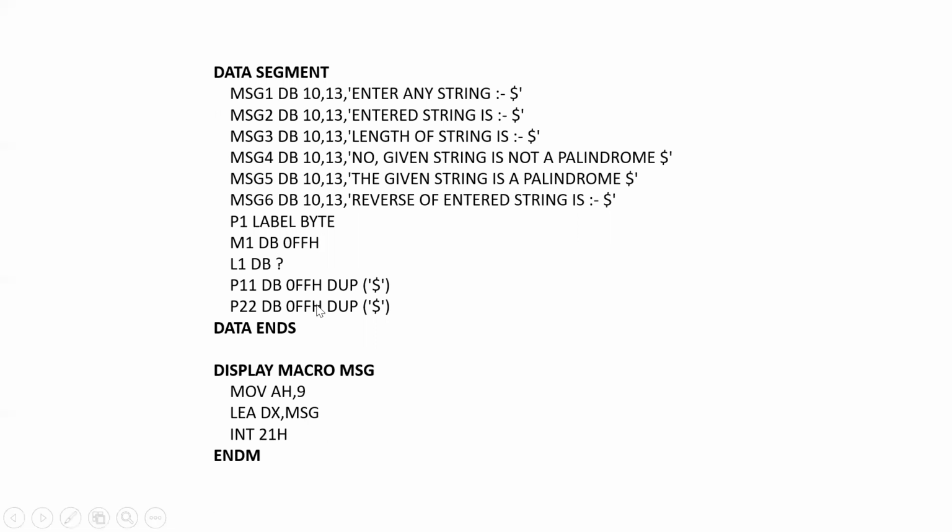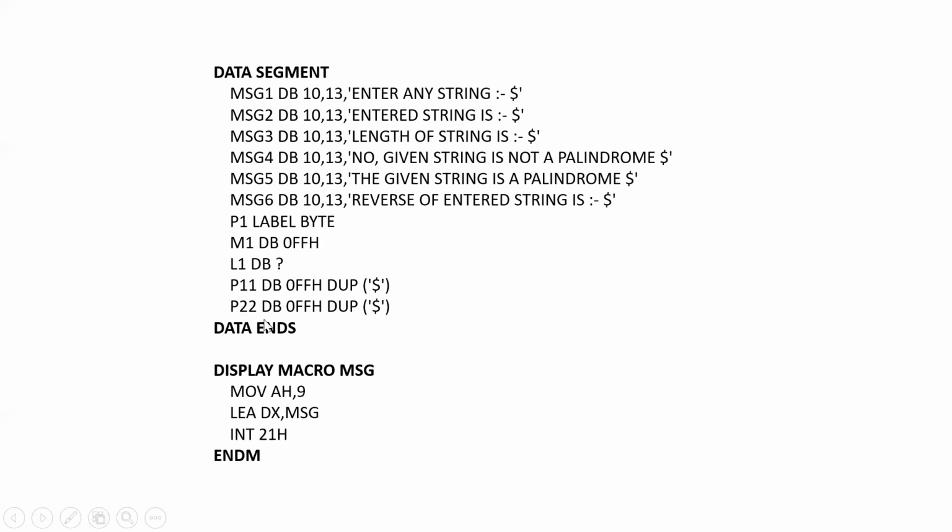Then P1 label byte is again nothing but a variable, where you can store the first value or first string to it. M1 db is offset of h, that means what? It is taking the hexadecimal value from M1. L1 db, again a label, which is of unlimited size. Why is it L1? Because we are taking an array of the size which the user gives as input.